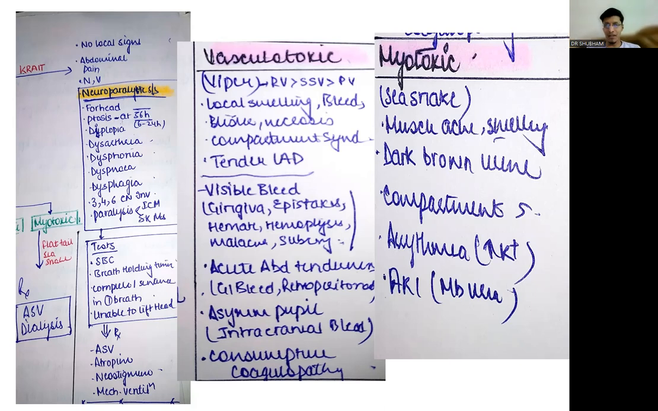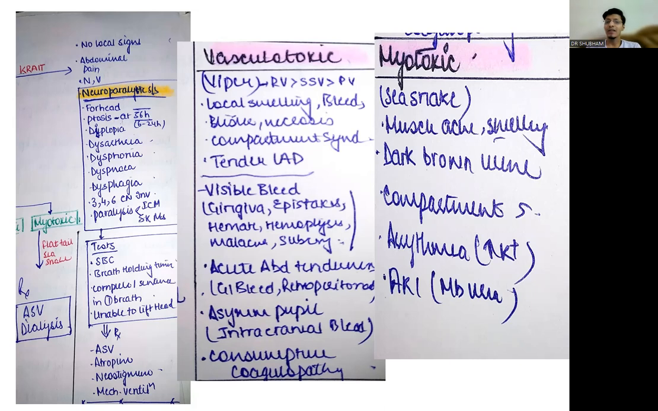So if the patient has vasculotoxic symptoms, what are these? There is a progressive painful swelling, there's a bleed, there's ecchymosis. There's swelling of the joints, formation of blisters, necrosis, development of compartment syndrome, and tender lymphadenopathy. You can also see a visible bleed in the form of epistaxis, hematemesis, melena. There can be hematochezia. Basically, there's bleeding from every side.